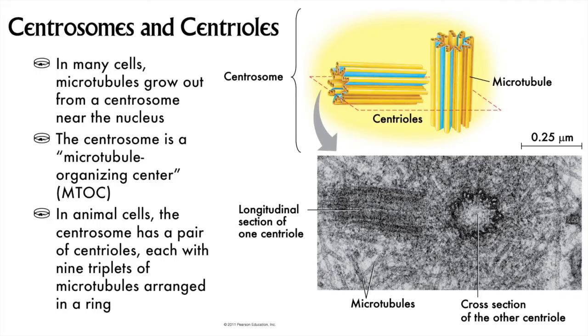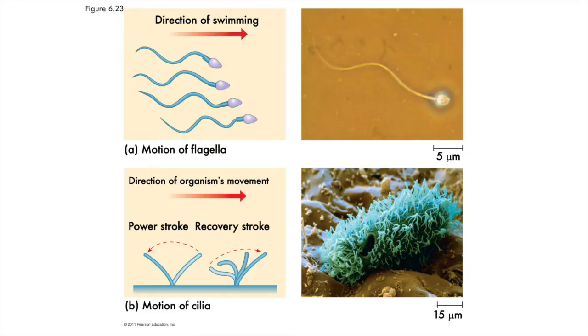The centrosomes, made of a pair of centrioles, do this task in animal cells. The two centrioles are at right angles to each other, and each centriole is made of 9 units of 3 tubules, or 9 sets of triplets. As for motility, microtubules make eukaryotic flagella and cilia go.